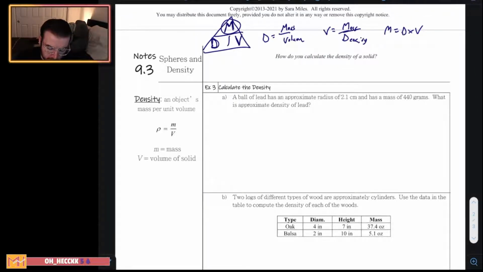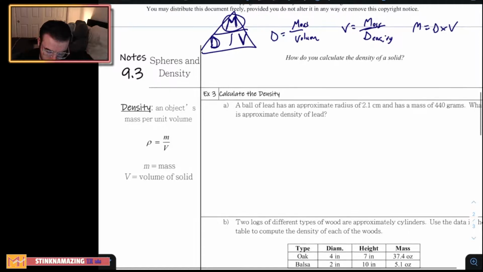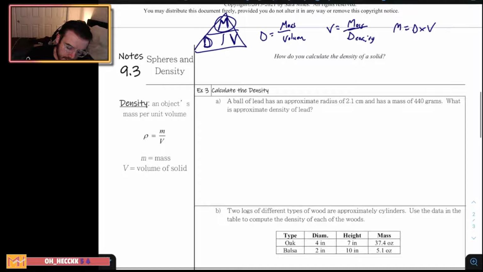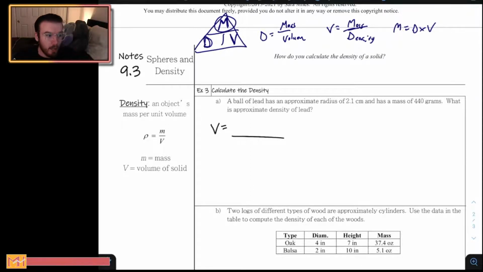So if we're trying to solve one of these problems: a ball of lead has an approximate radius of 2.1 centimeters and has a mass of 440 grams. What is the approximate density of lead? How about you do a little something for me? How about you solve for the volume of this ball? So if you have this sphere of lead with a radius of 2.1 centimeters, I'd like you to solve for the volume.